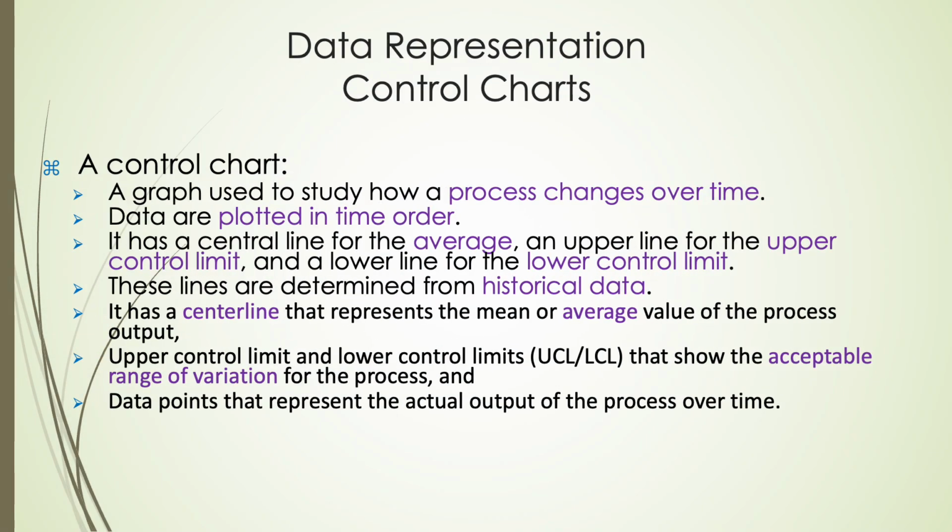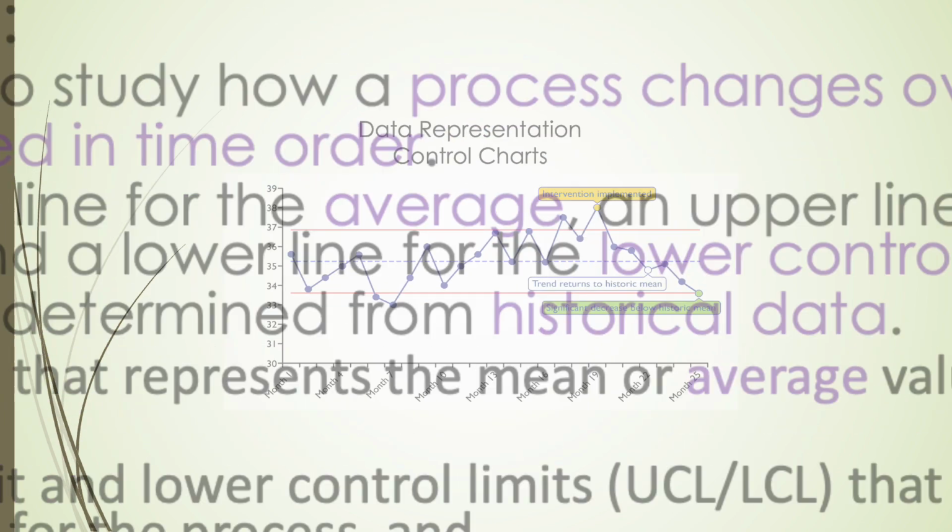A control chart is a graph used to study how a process changes over time, with data plotted in time order. It features a central line that represents the average value of the process, as well as an upper control limit and lower control limit, which define the acceptable range of variation for the process. These control limits are determined from historical data, and data points are plotted to represent the actual output of the process over time. The control chart helps monitor process stability and identify any variations that may require corrective action.